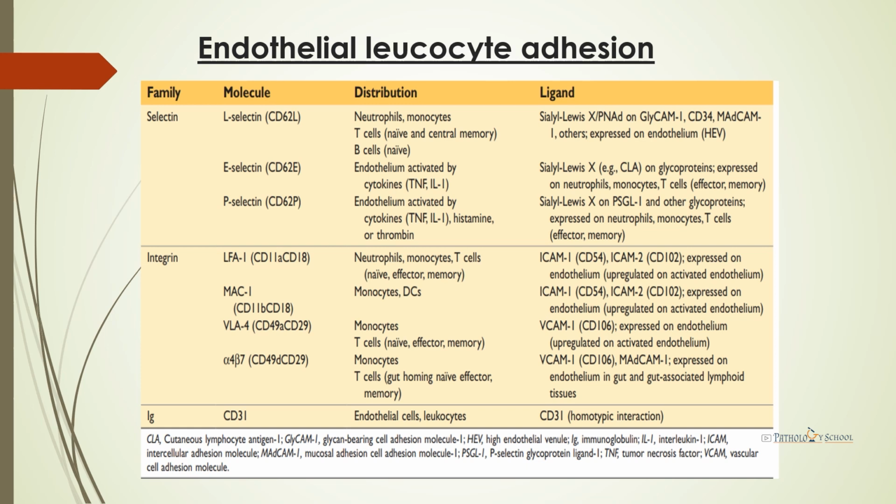Among the integrins, leukocyte function antigen is mostly seen on neutrophils, monocytes and T cells, whereas macrophage integrin is seen on monocytes and dendritic cells. Very late antigen 4, VLA4, is seen on monocytes and T cells, and then we have CD31, also known as platelet endothelial cell adhesion molecule, which is on endothelial cells and leukocytes.